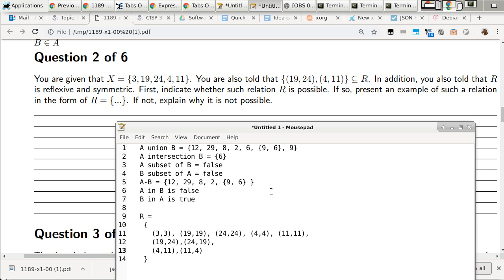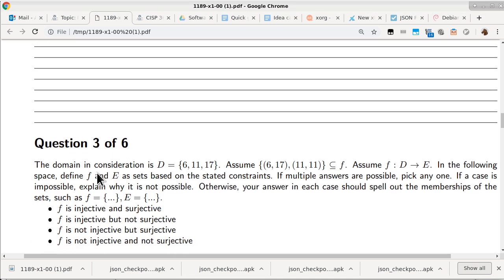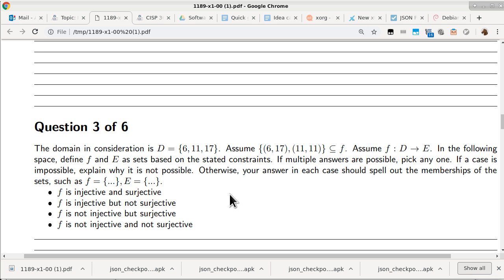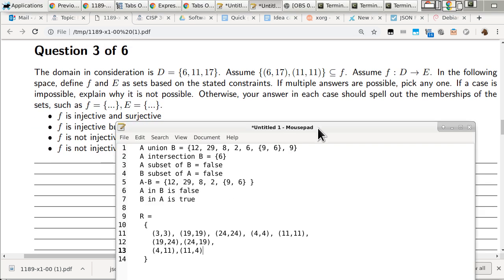So are we good so far with number 2? Are there any additional questions about number 2? Okay. Let's move on to question 3. Okay, question 3 is about functions.